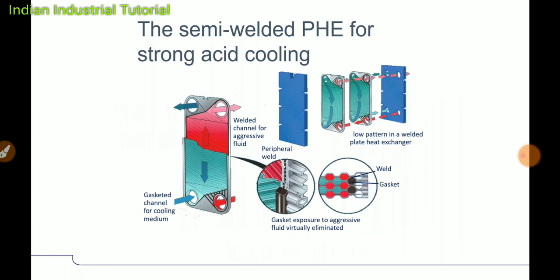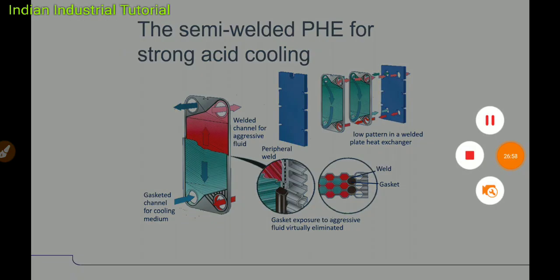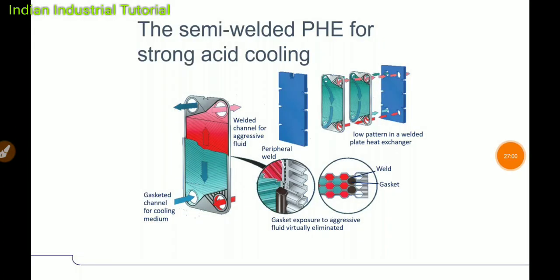We have already seen the cassettes. Here is the construction of how the cassettes are working. Two plates are welded together and hot liquid is going inside the welded channel and cold liquid is going to the gasketed channel.